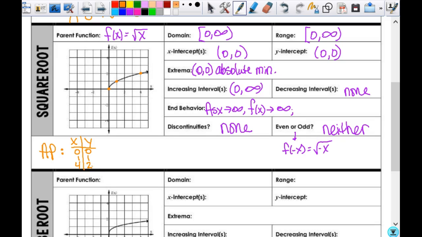All right, so this function is related to which function we've already talked about? Which one is it directly related to that we've already talked about? Square. The quadratic, right?